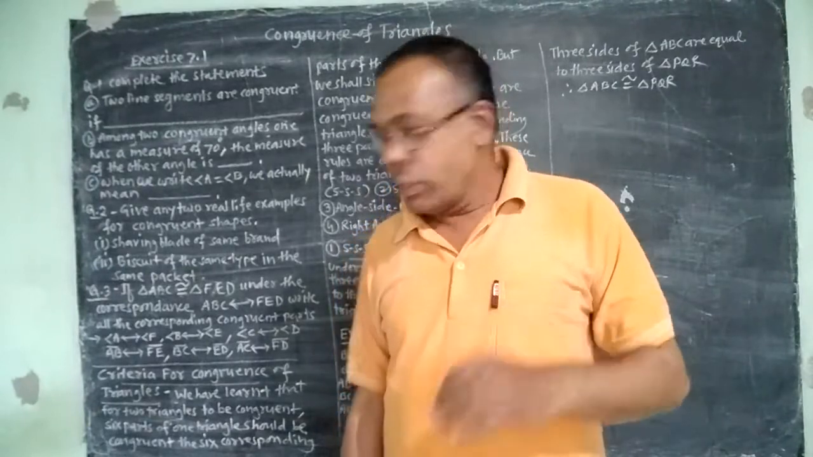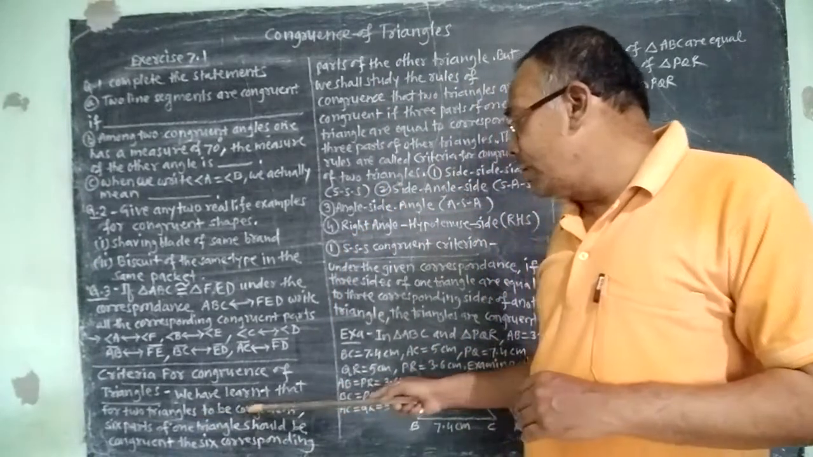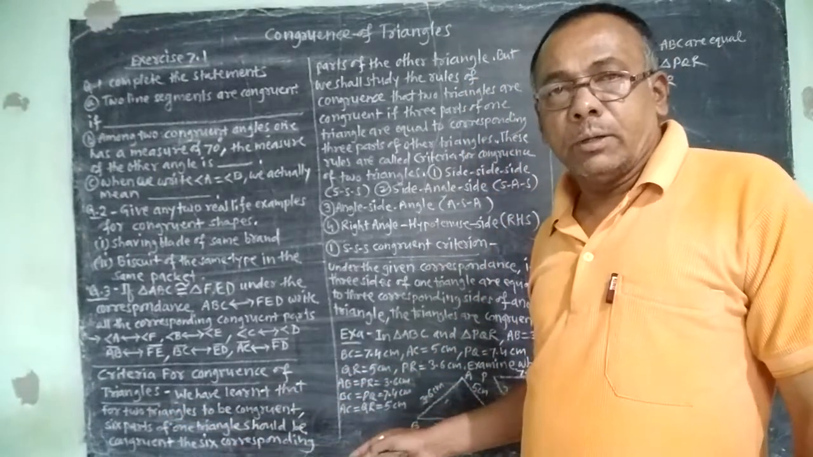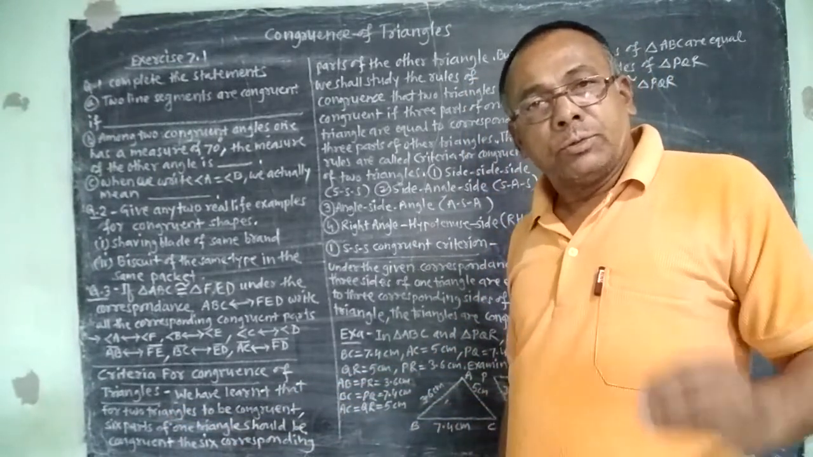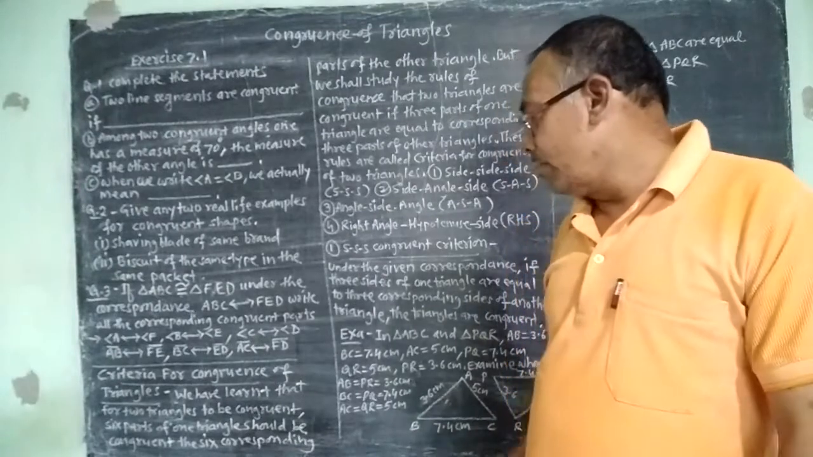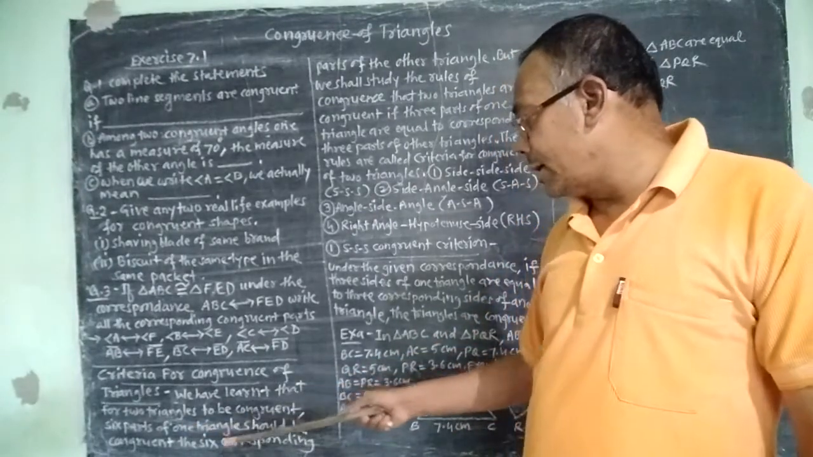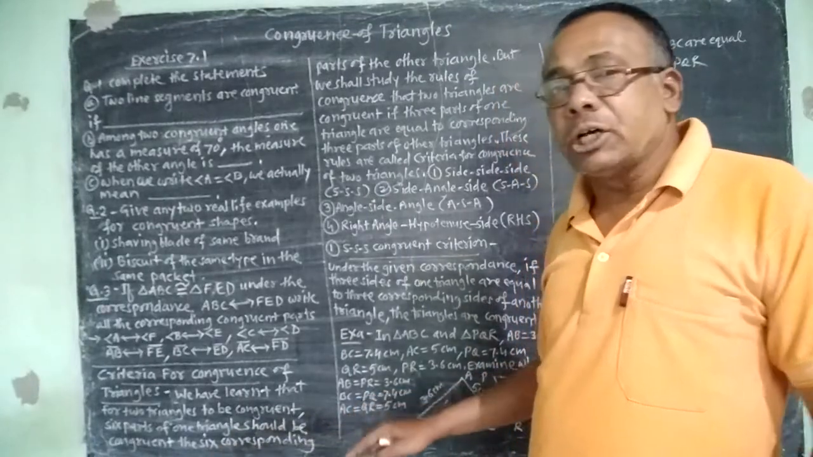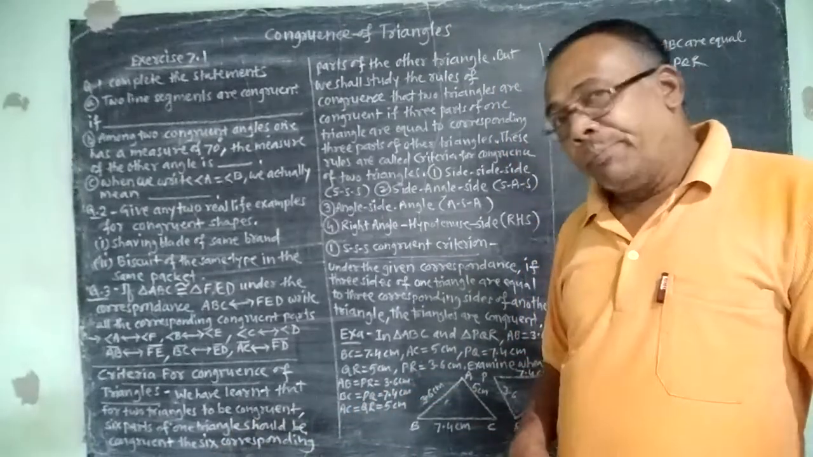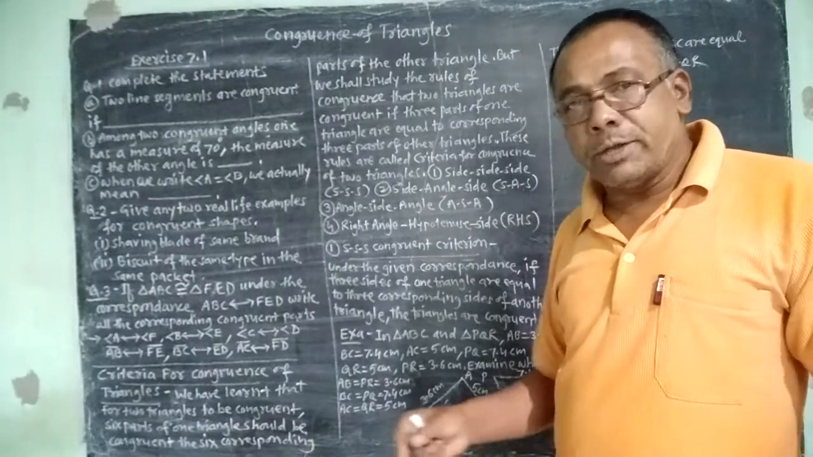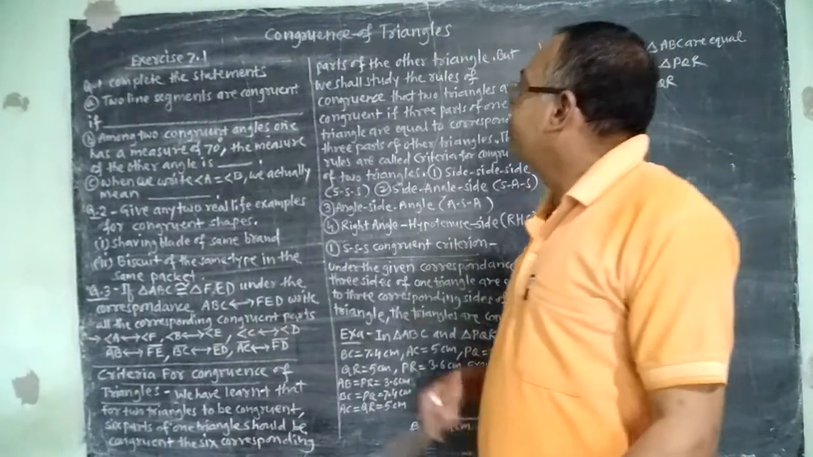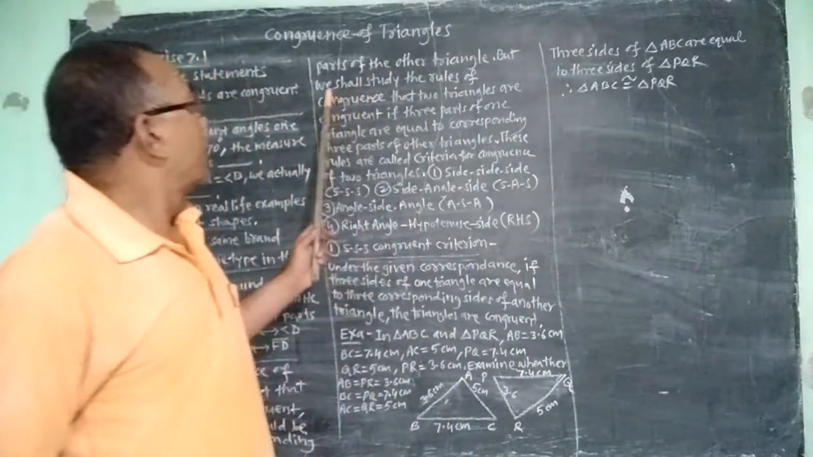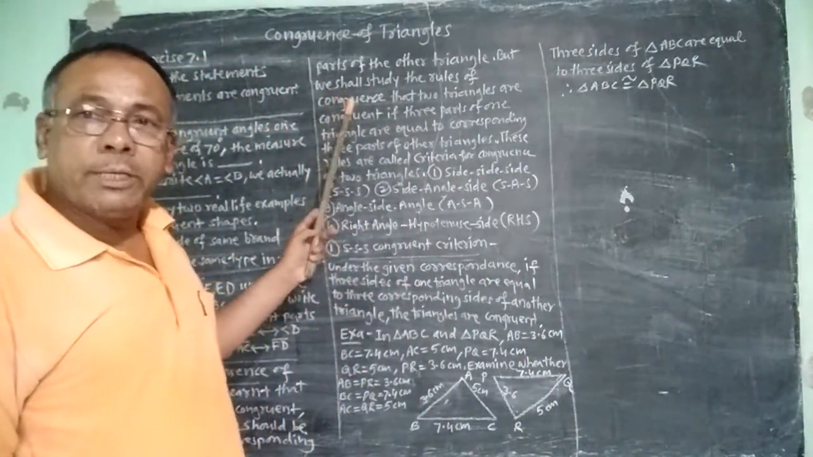Criteria means the condition. We have learned that for two triangles to be congruent, 6 parts of one triangle should be congruent to the 6 corresponding parts of the other triangle. Just now I have stated it. Then both the triangles will be congruent.